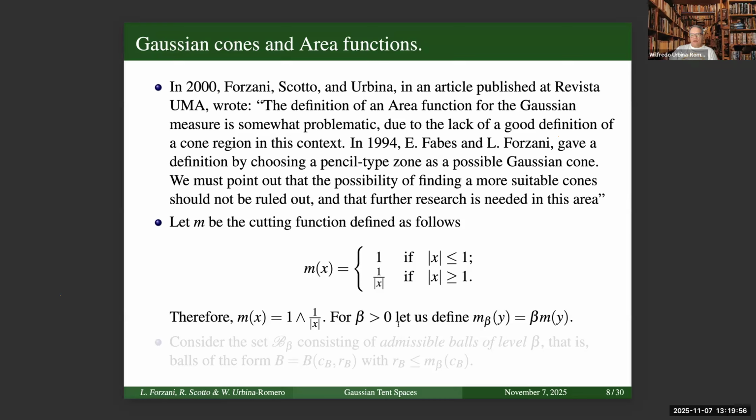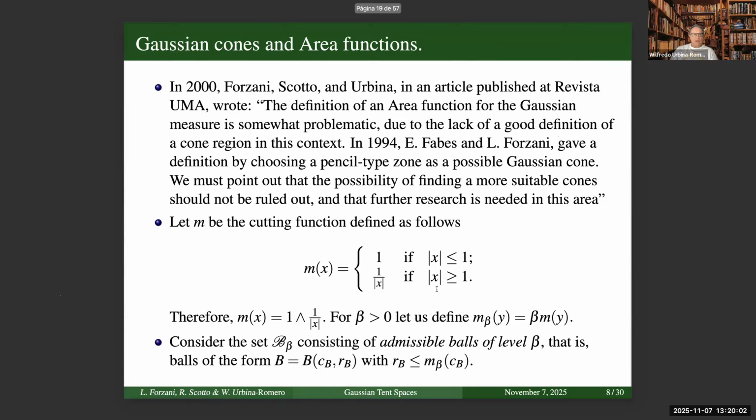And then for any beta, we can multiply this by beta, and then we consider the set of balls that are called admissible balls, which are centered at any place, and the radius r_B is less than or equal to this function.